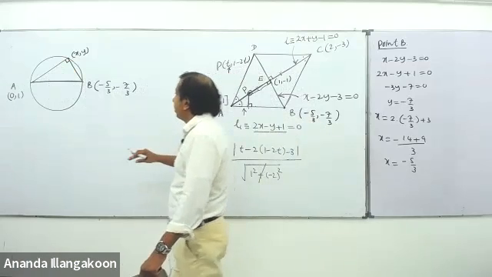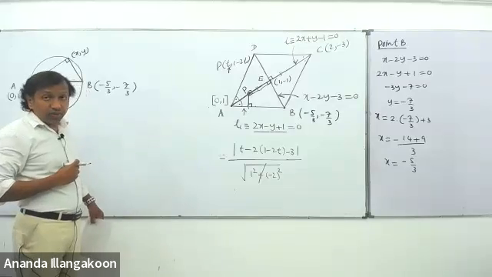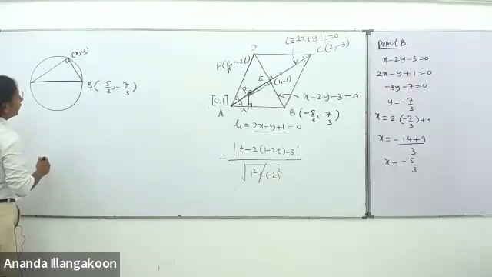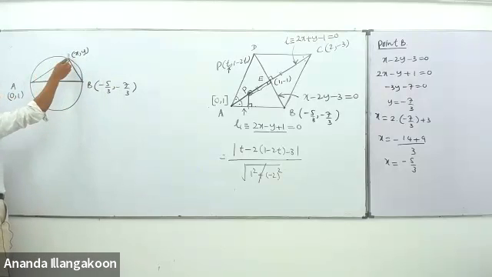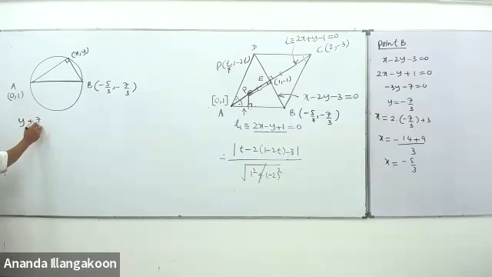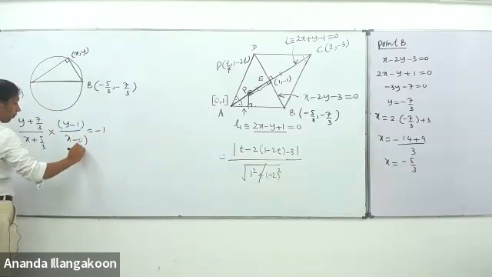Then how to find this? This and this are perpendicular, no? Then the product of gradients. Find the gradient of this, multiply them. The product of gradients should be equal to what? Minus 1. And thereby you can find the equation. How to find the gradient? Difference of y coordinates divided by difference of x coordinates. Here also, difference of y coordinates divided by difference of x coordinates. Y plus 7 by 3 over x plus 5 by 3, multiplied by this, y minus 1 divided by x minus 0, should be equal to minus 1.